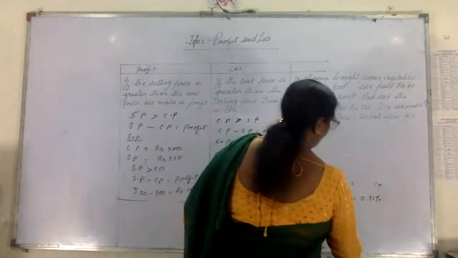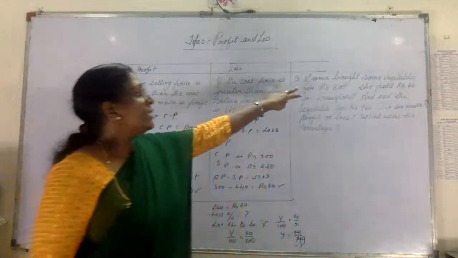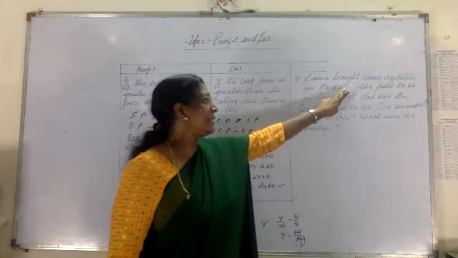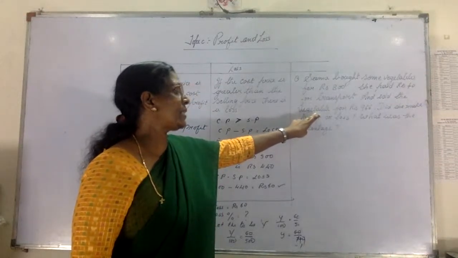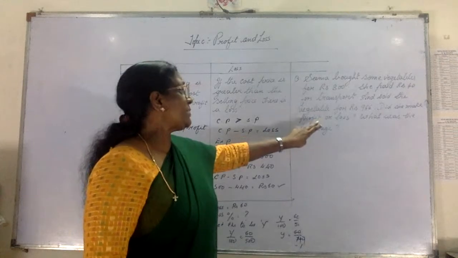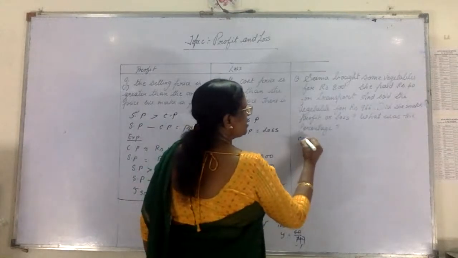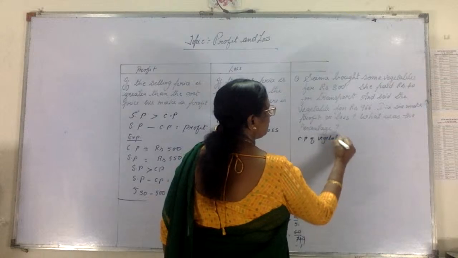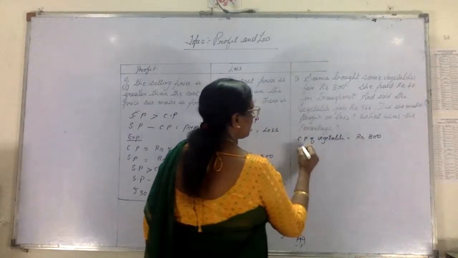I want to work out a sum for you all. Seema bought some vegetables from the market for rupees 800. She paid rupees 40 for transport and sold the vegetables for rupees 966. Did she make a profit or loss? What was the percentage? Here we see the cost price of vegetables is rupees 800.